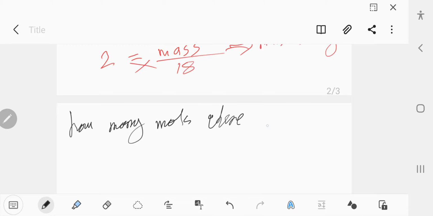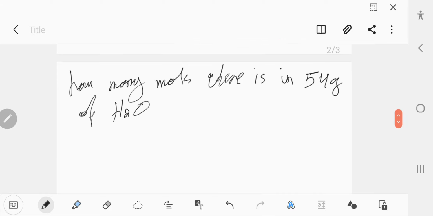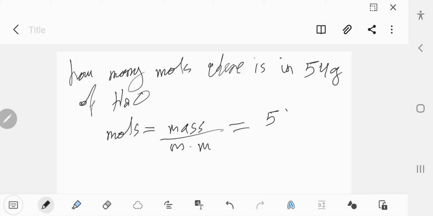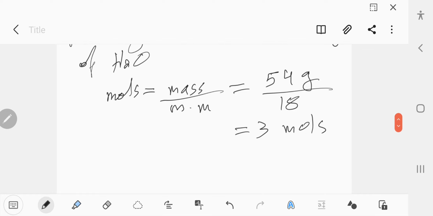There is, let's say, 54 gram of H2O. Just apply the law. Moles equals mass over molar mass. The mass is given, 54 gram, over the molar mass of water as calculated before, 18. So we will have 3 moles. And that's it.